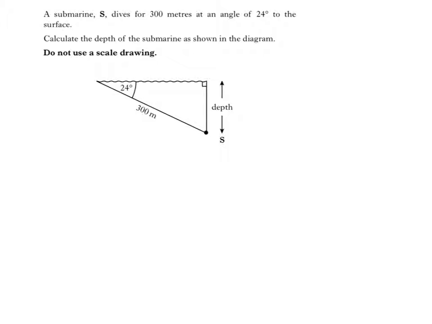Okay, so we can see here a submarine S dives for 300 metres at an angle of 24 degrees to the surface. So this is obviously the surface of the water here. Calculate the depth of the submarine as shown in the diagram.